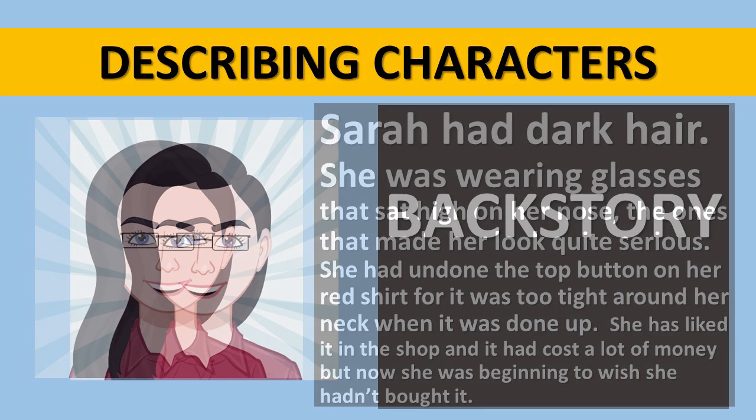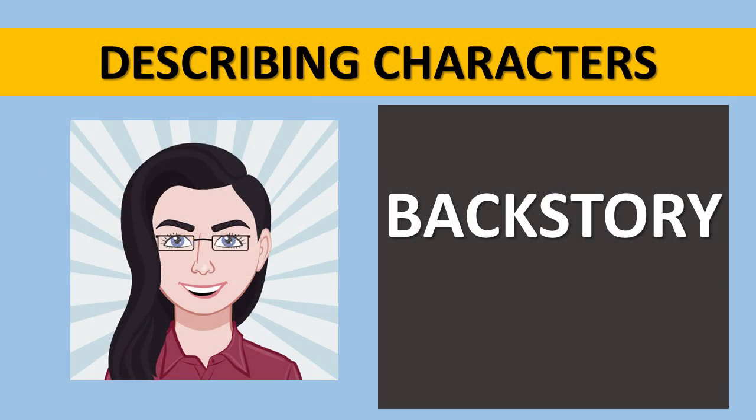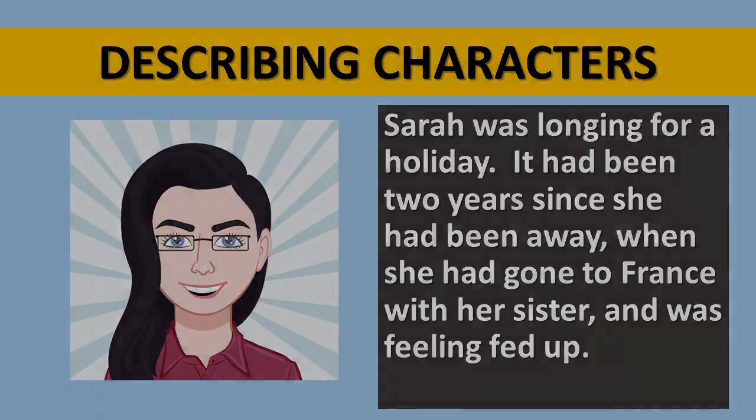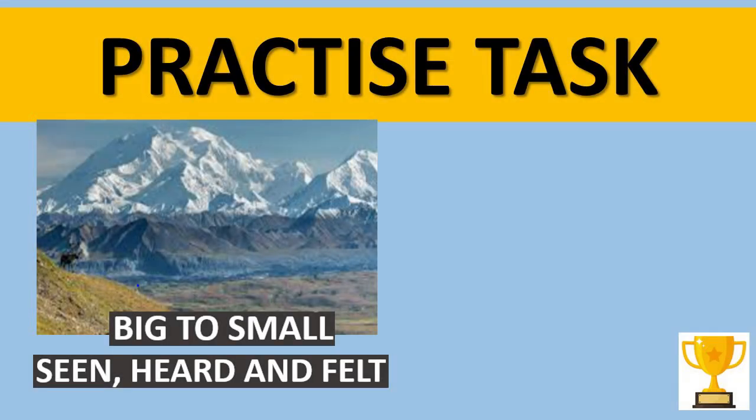Another thing we can do with our character is we can include backstory, which means a little bit of detail about their life. So here we have: Sarah was longing for a holiday. It had been 2 years since she'd been away, when she'd gone to France with her sister and was feeling fed up. So I've included a little bit of detail about her life prior to the moment that we're in with our reader. Here's a practice task for you.